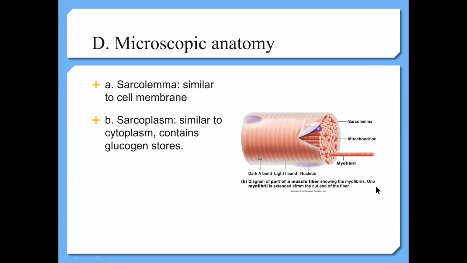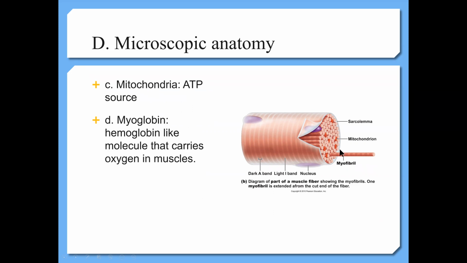We're looking at a muscle cell, and this is one of the myofibrils. This is the mitochondria here, so you can see they have a lot of mitochondria. Looking at muscle cells with all these definite striations, this has to be voluntary muscle. Mitochondria are the ATP source. We also have myoglobin, which is a hemoglobin-like molecule that carries oxygen in the muscles.